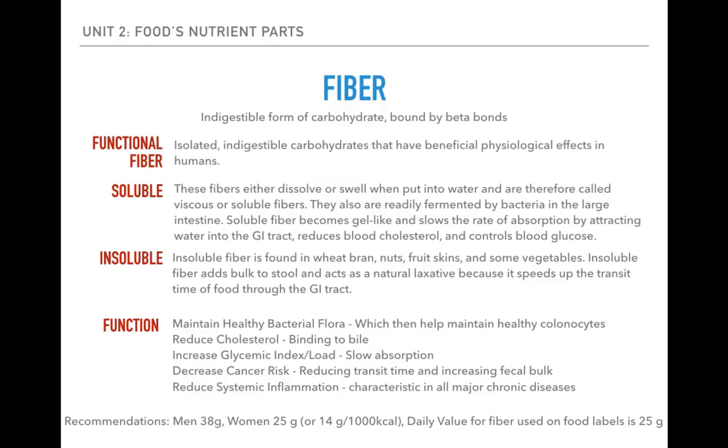So what does this have to do with cholesterol? Well, fiber actually binds to bile and brings it with it all the way into the large intestine. So by consuming fiber, we are actually reducing our cholesterol levels in the body.